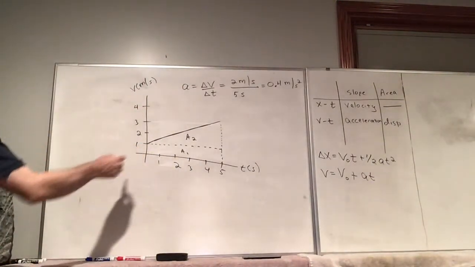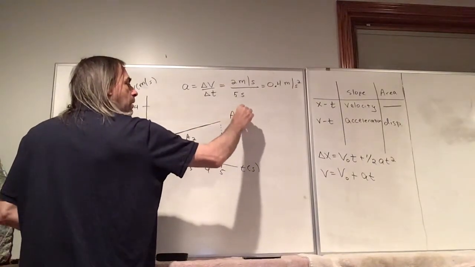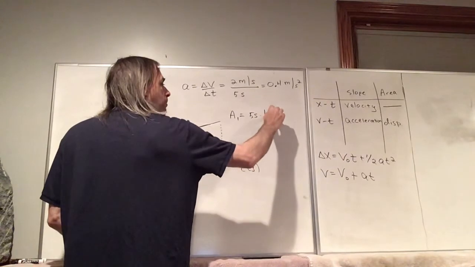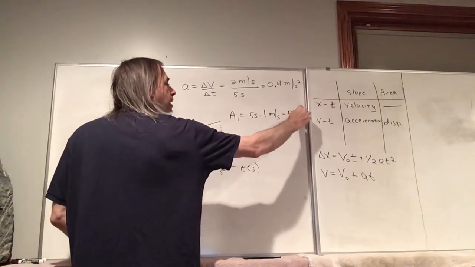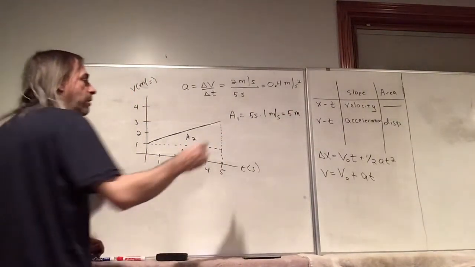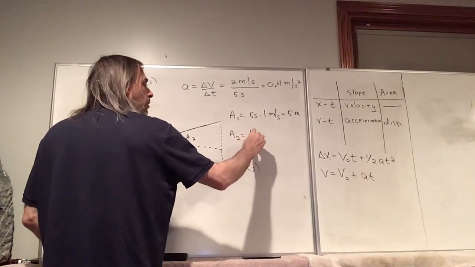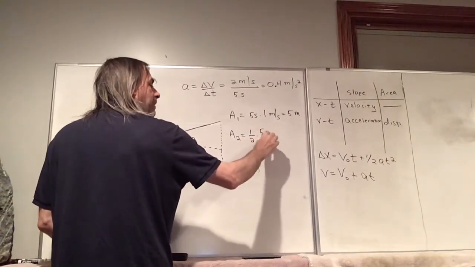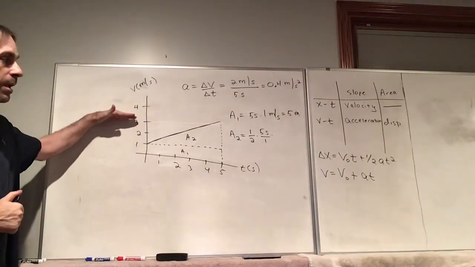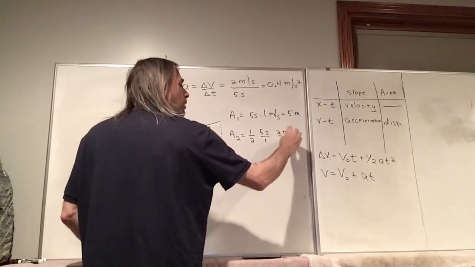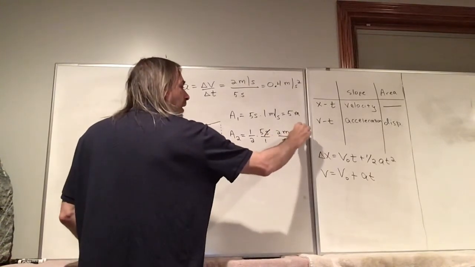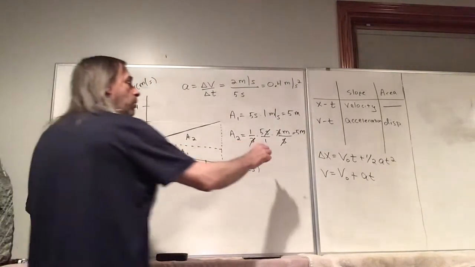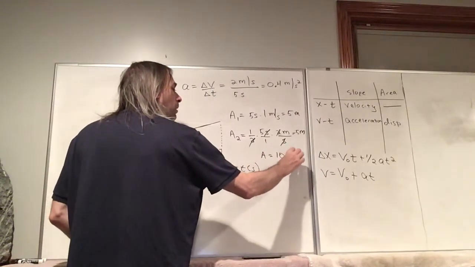So let's start with A1, which is just a rectangle. That would be base times height. We have 5 seconds times a height of 1 meter per second, which is 5 meters. And then if we look at A2, the area of a triangle is 1/2 base times height. So we have 1/2 times 5 seconds. And then the height, we're going from 1 to 3, so the height is 2 meters per second. And the seconds cancel out. So we get 5 meters again. We have a 1/2 and a 2, they cancel out. So A2 is 5 meters. So the total area underneath this curve is 10 meters.